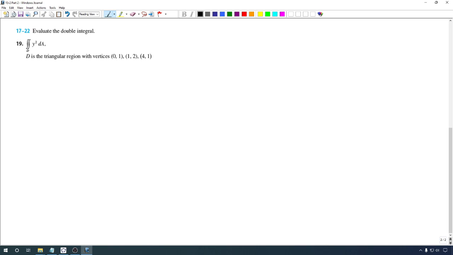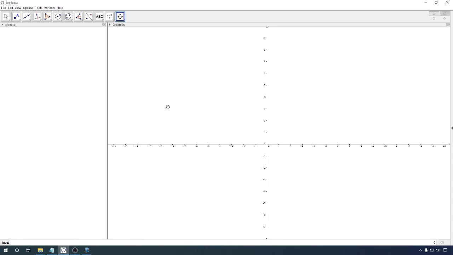They're not guaranteeing here that we have a type 1 or type 2. We don't know what it is yet. So let's draw this region. Of course, they told us the vertices. We have the point 0, 1, we have 1, 2, and we have 4, 1. So we have those points there. I'll go ahead and connect them with segments.